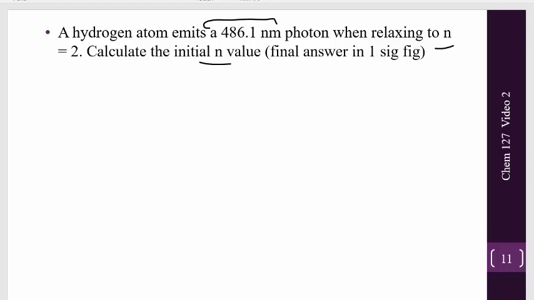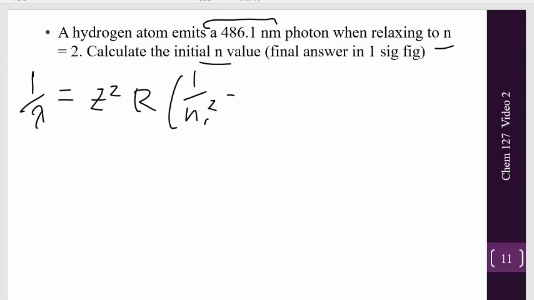So since we have a wavelength, we can use the form of the Rydberg equation that involves wavelengths. So 1 over the wavelength involves the number of protons, the Rydberg constant in the form of meters, and then 1 over n1 squared, the lower quantum value, the final quantum value, and 1 over n2 squared, which will be the higher or the initial quantum value.